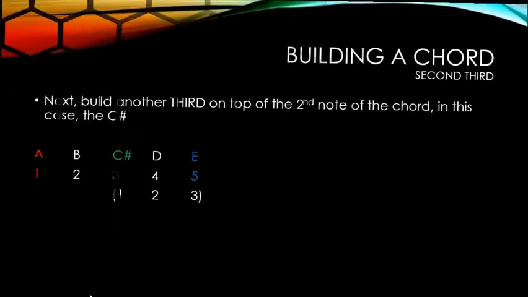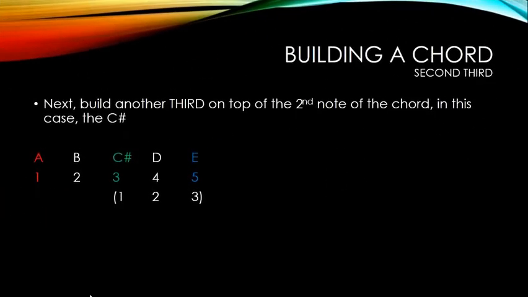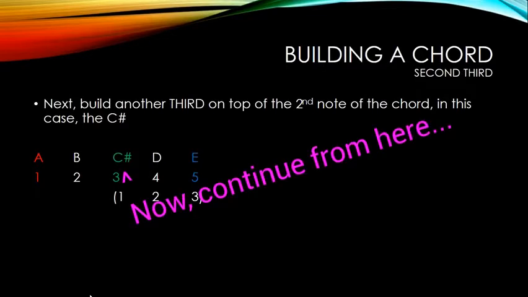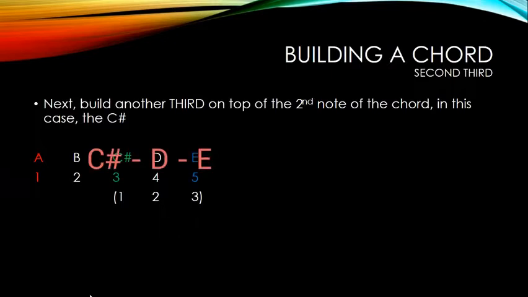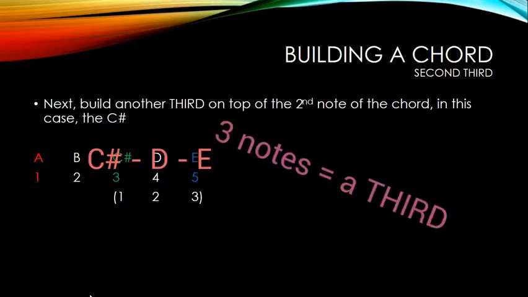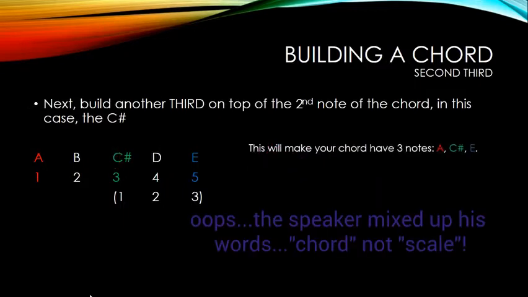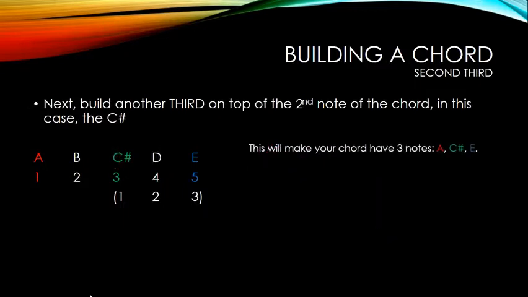But we know that chords have 2 sets of thirds. So the way we find the next third is we start where we left off, which was C sharp, and we go up another third. So C sharp, D, E. There are your 3 notes. There you have your chord of the scale. You have an A, a C sharp, and an E.